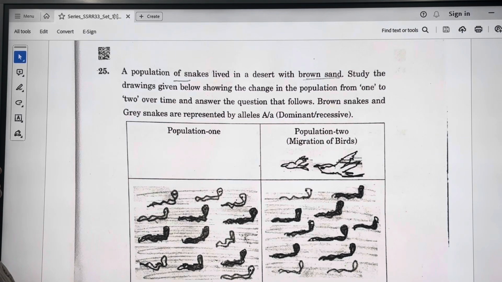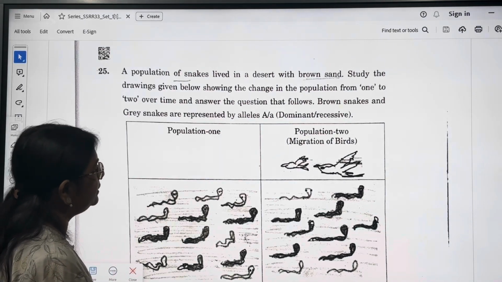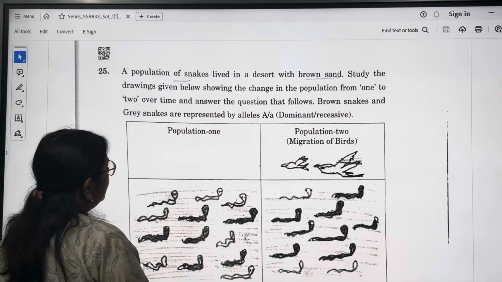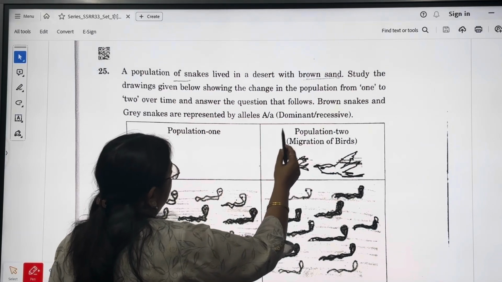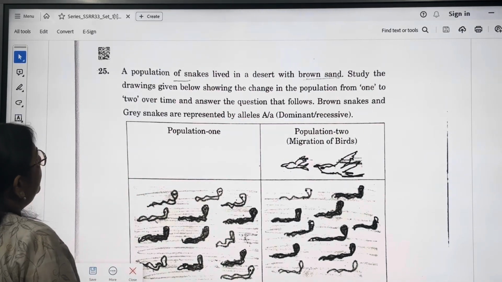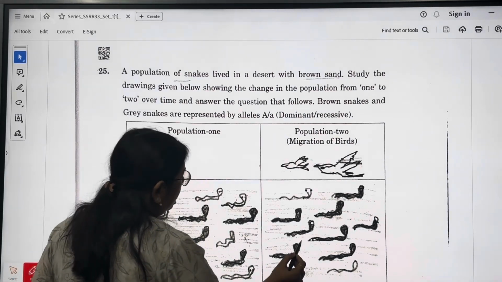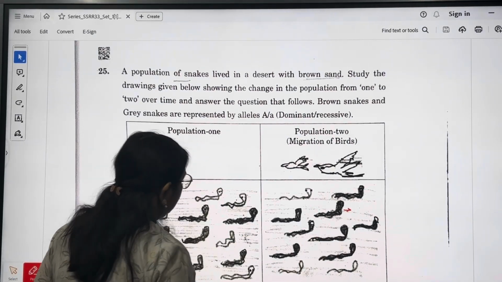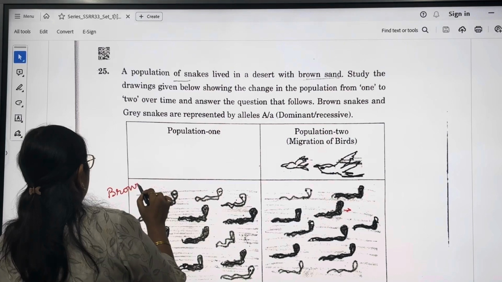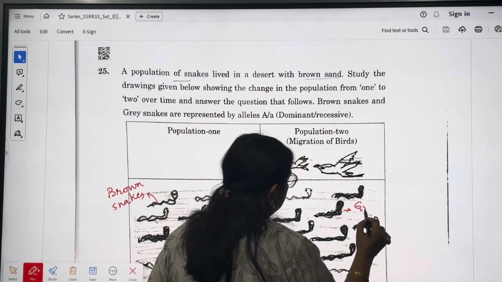A population of snakes lived in a desert with brown sand. Study the drawings given below showing the change in the population from 1 to 2 over time and answer the questions that follow. Brown snakes and grey snakes are represented by alleles capital A and small a. So here you can see these types of snakes. Earlier there were brown snakes and grey snakes. As you can see here, the number of grey snakes has increased, and here brown snakes are these, and these are grey snakes.